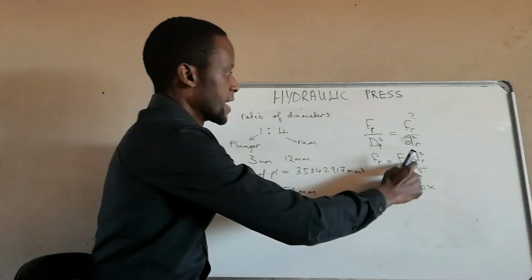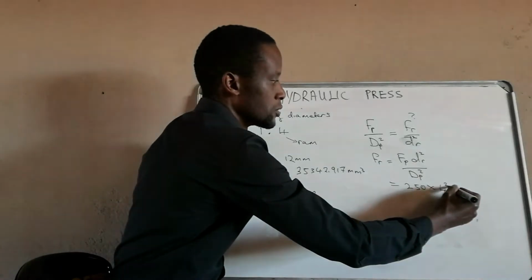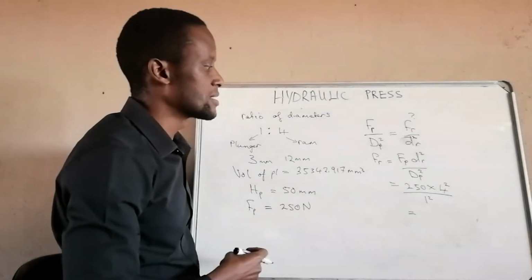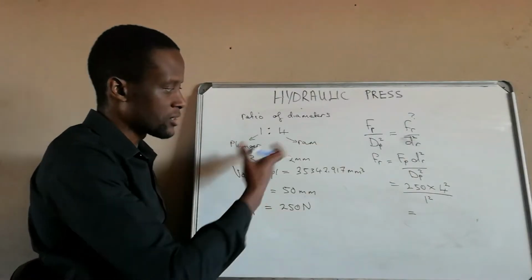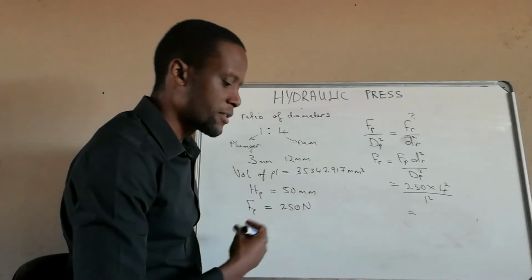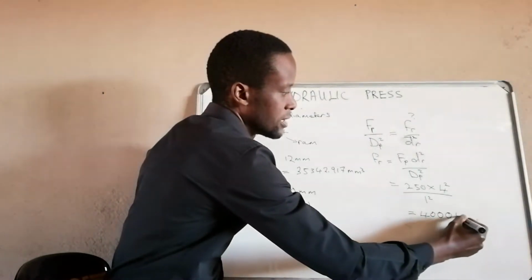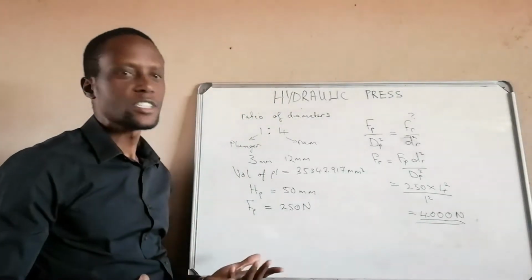Say our diameter on the ram, I'll use 4, you square over 1 square, and this becomes much easier because you're not dealing with 2 huge numbers. But if you want, you can use 3 and 12, or whichever value. If you use 4, then that will be 16, but whichever value you get, what we have is that the force is 4,000 newtons, which is basically what a machine does.